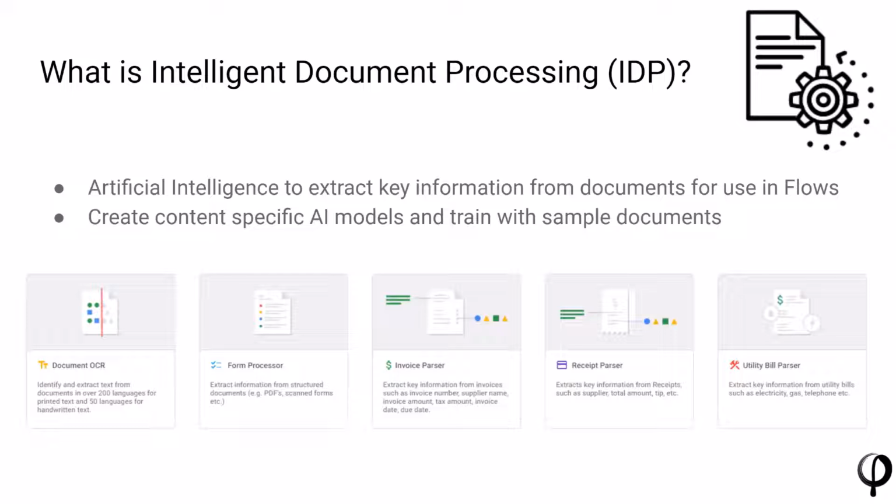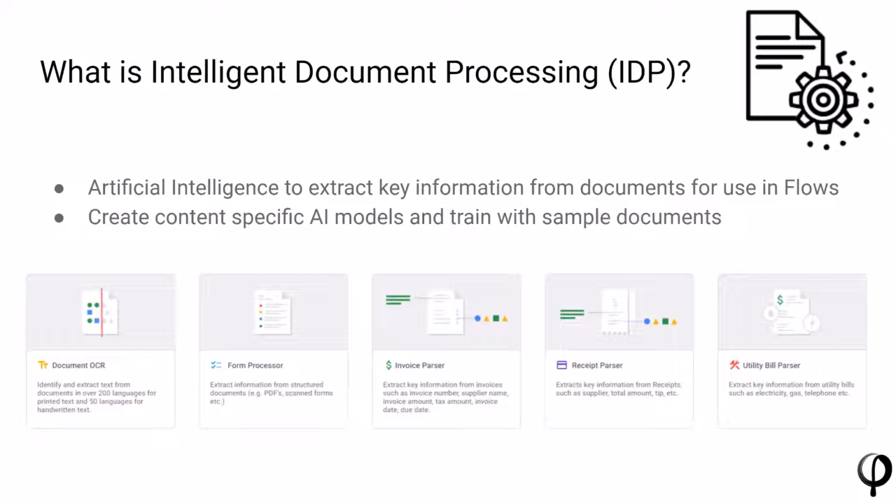The way we do it is you basically go into Zenfi, you create an AI model, and you can train that with some sample documents. And then you can use that model inside of your flow to automatically process and run over those documents that you're bringing in and extract the information that you need.